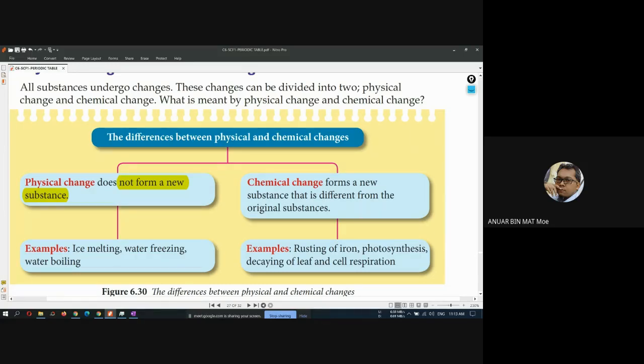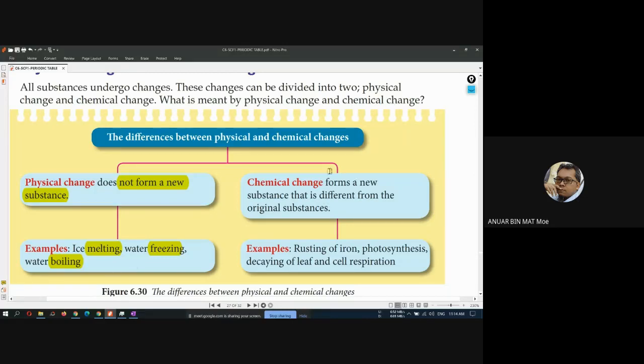Okay, examples of physical changes: ice melting, water freezing, and water boiling. You melt the ice, it still becomes water. You freeze the water, it's still water, but it is called ice. You boil the water, it is still water. It will not change into another substance. This is what we call a physical change.